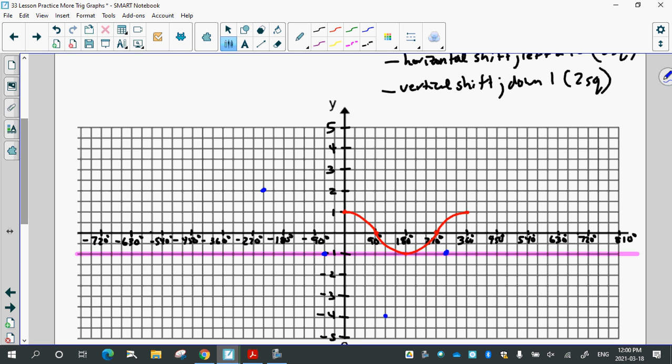And my last one, so vertical stretch by factor of 3, so up to 3. Horizontal stretch by factor of 2, so over to 720. 8 squares to the left, 1, 2, 3, 4, 5, 6, 7, 8, down 2.